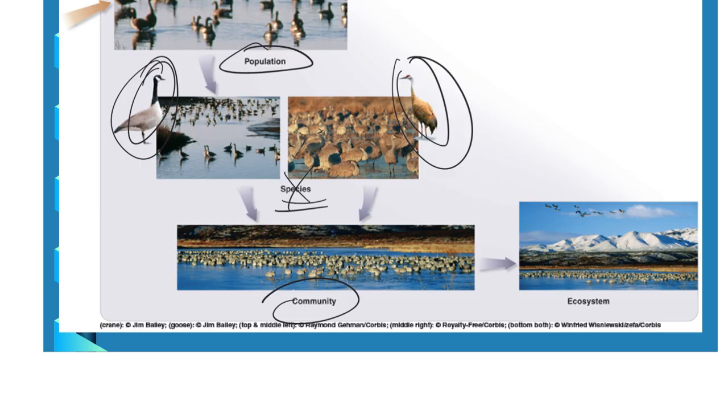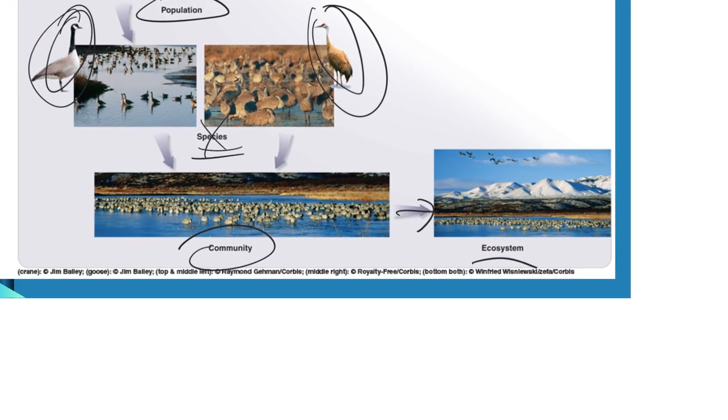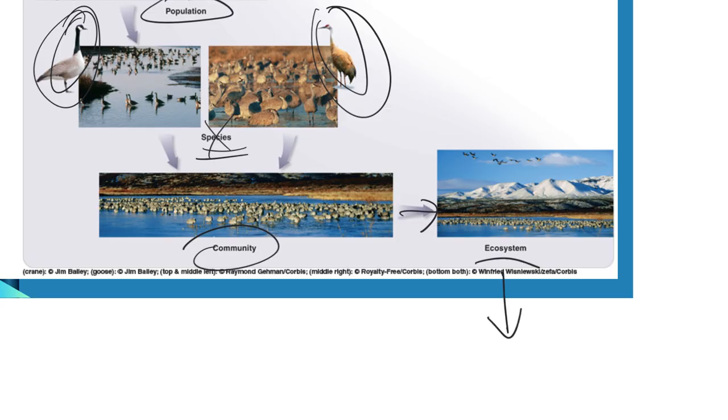Remember that the community does not include the abiotic parts of the place it lives. The community is only the biotic parts. Now, the biotic plus the abiotic parts is called the ecosystem of a certain region. And all the ecosystems add up to be what we call the biosphere.